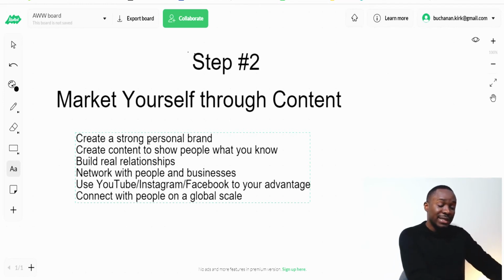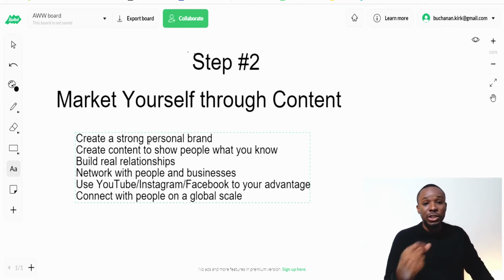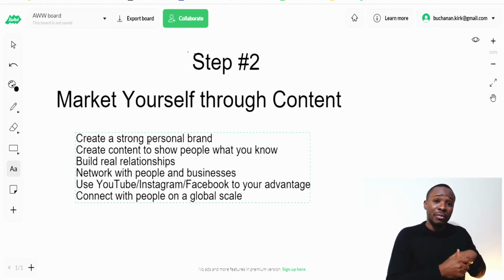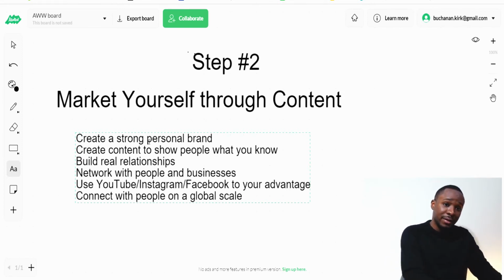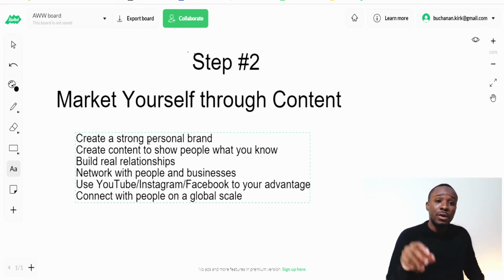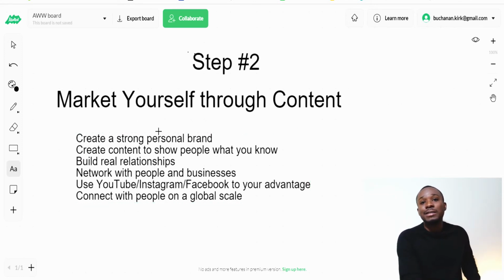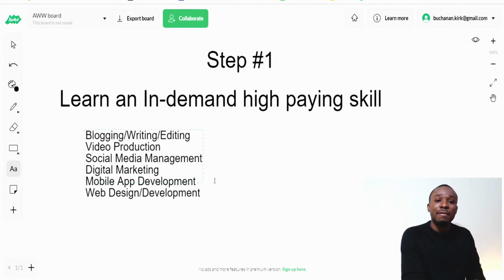If you're into writing, you want to create written content. So you may want to check out medium.com or you may want to start your own blog. But do remember that you have to market yourself, right? So market yourself through content. You have to be creating content if you want to get noticed for your expertise in any of these skills.